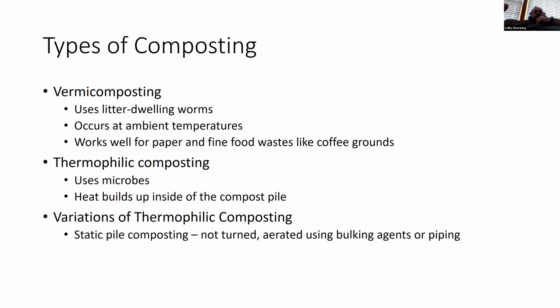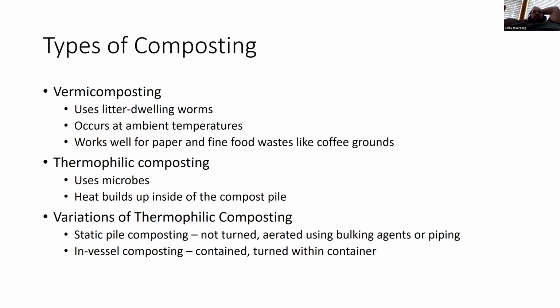Those include static pile composting, where instead of being turned, like we'll talk about in a second, the piles are actually aerated using bulking agents. So it could be wood chips or shredded paper or things like that. Or in some cases, people actually install pipes to allow oxygen to flow into the pile. There's also in-vessel composting, which is where composting is done more or less in a barrel that's turned, or in some cases larger containers as well.